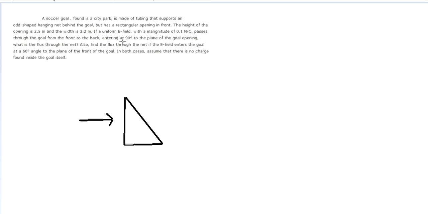Gauss's law states that on a Gaussian object, which has a Gaussian surface, there is a charge enclosed inside it which will be uniformly spread out. Let's realize that an electric field is passing through here, but there is no charge inside the goal, and Gauss's law states that there must be a charge inside the surface for there to be any flux. So the overall flux is going to be 0.